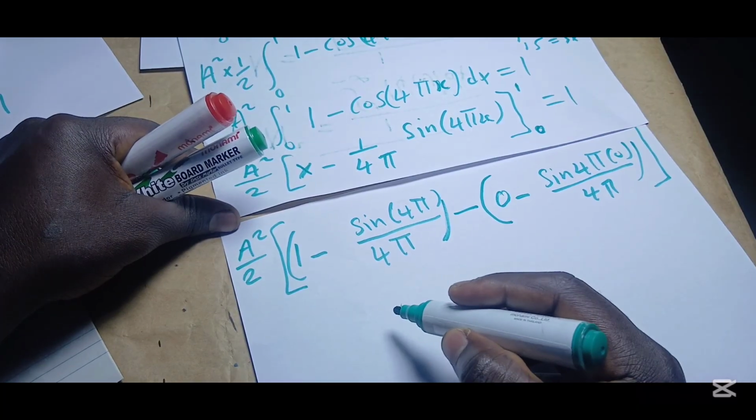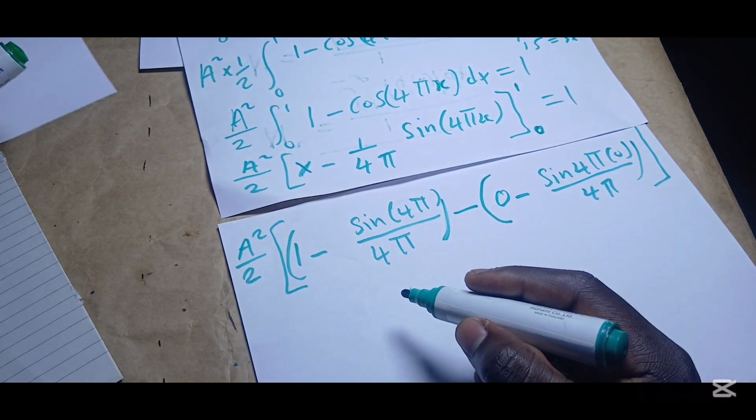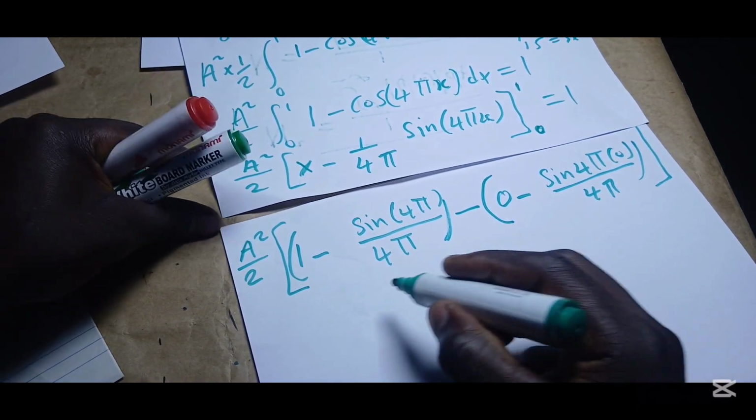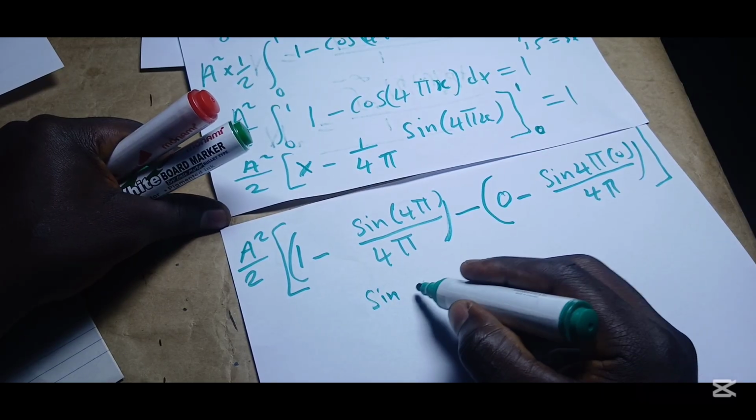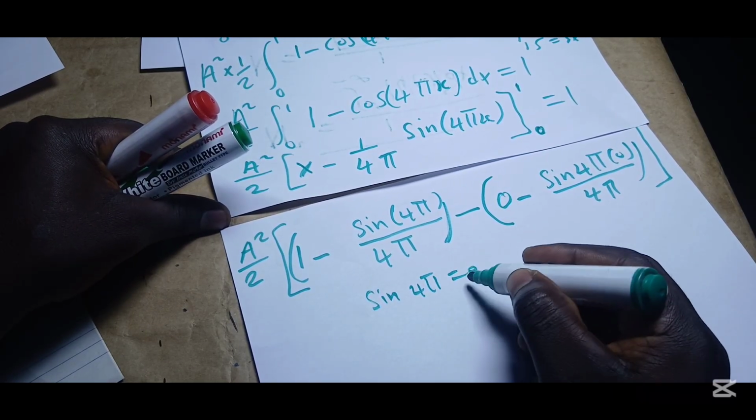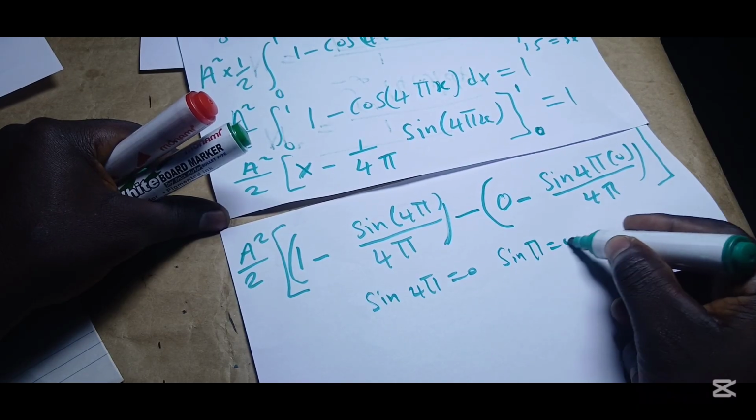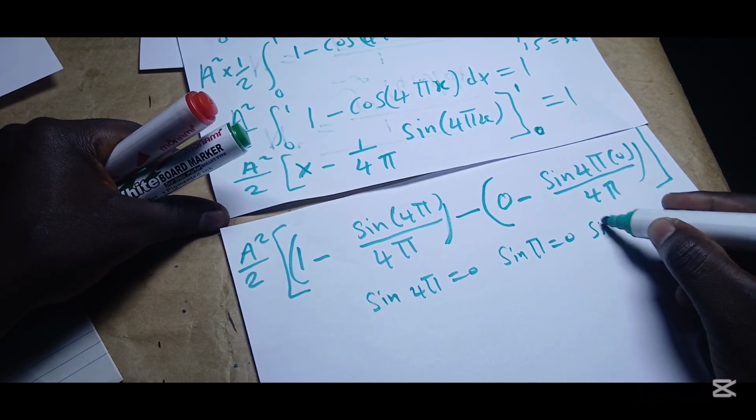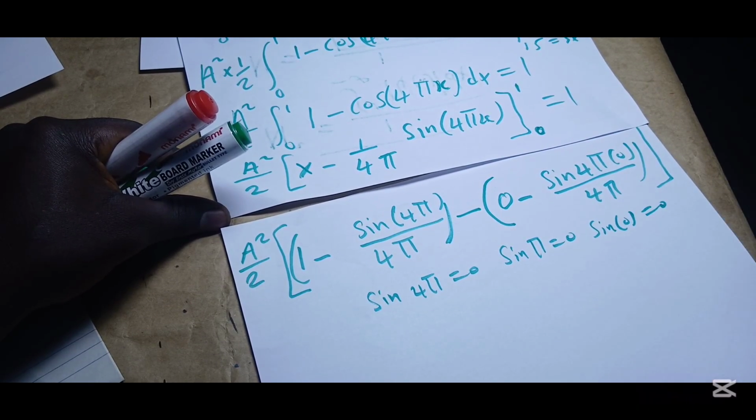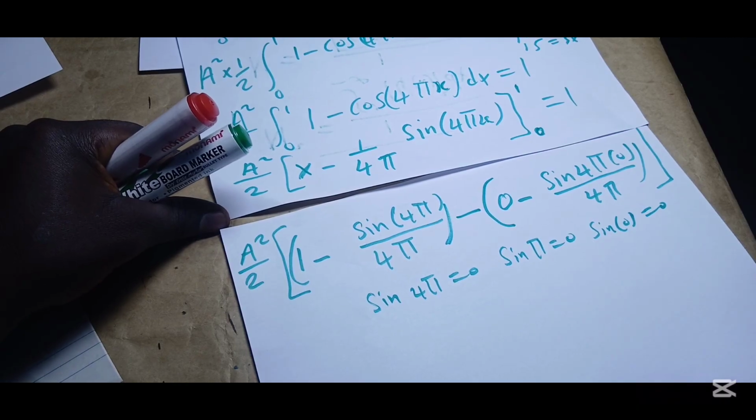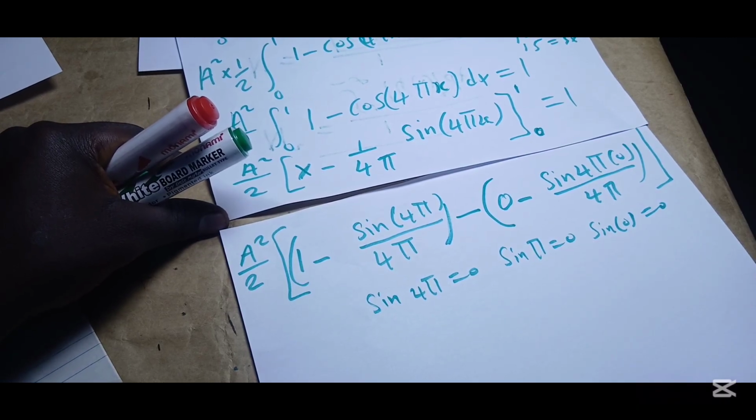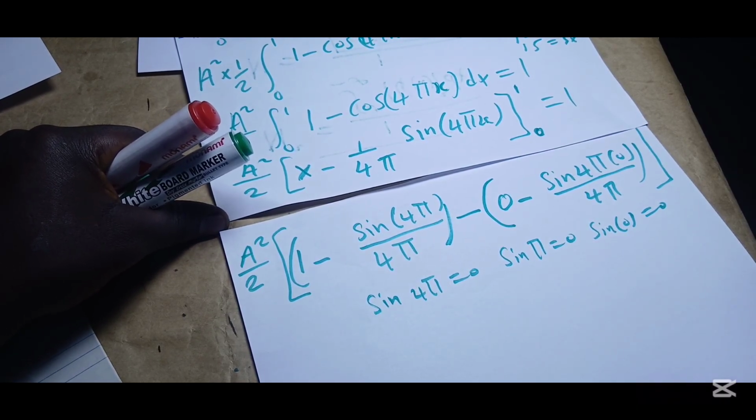Another identity that you need to know is sine 4 pi equals 0. Sine pi equals 0. And then sine 0 equals 0. Those are the things you need to know when you are dealing with problems like this.